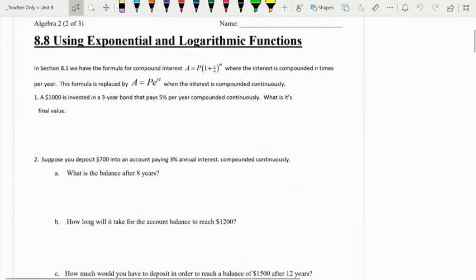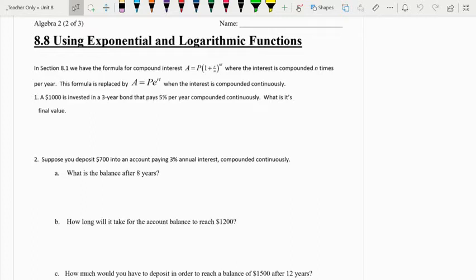8.8 exponential and logarithmic functions, what we're going to do is use a new equation. In section 8.1, we have the formula for compound interest, and it's A equals P(1 plus r over n) to the nt. Remember, this is where it's compounded a certain number of times.